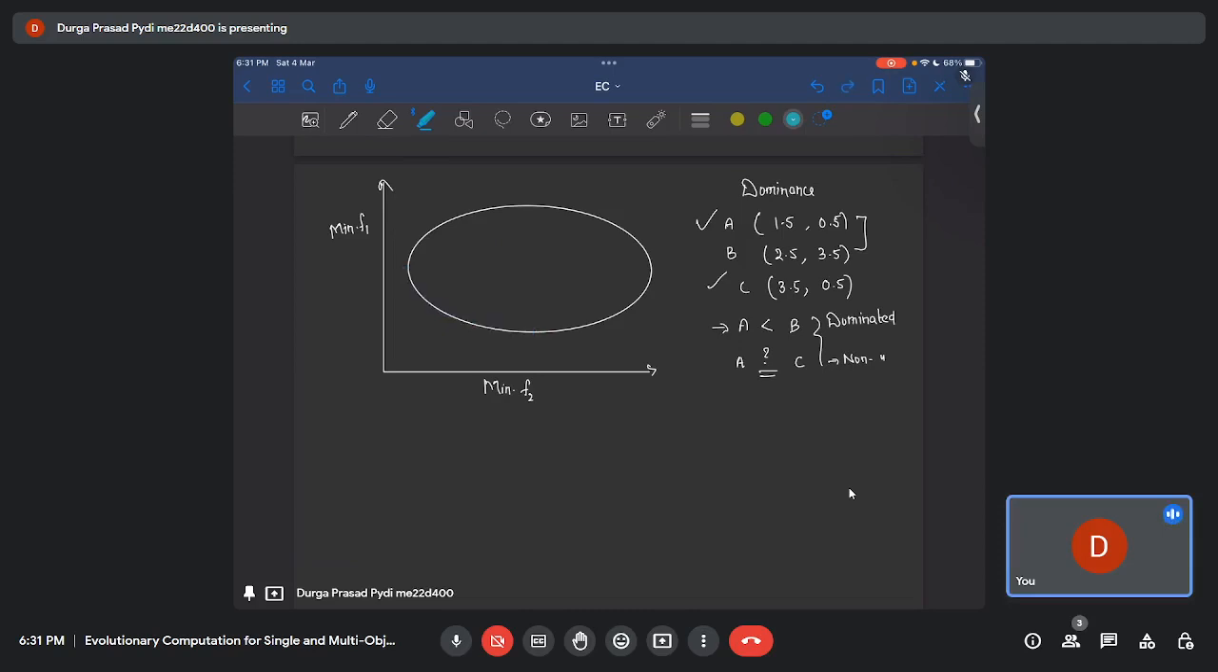But you can have other scenarios as well. Suppose you want to maximize F1 and at the same time minimize F2. Then your Pareto front will be somewhere here. And again, this cannot be the only case. You may also want to maximize both F1 and F2.